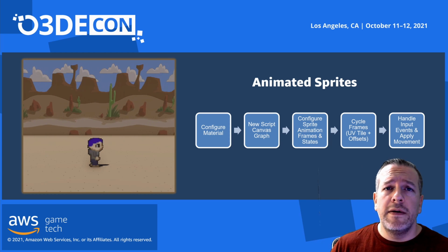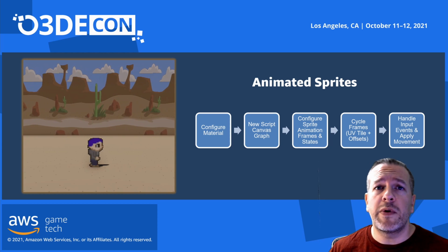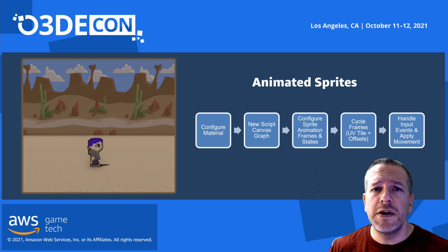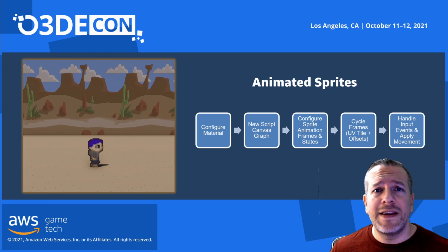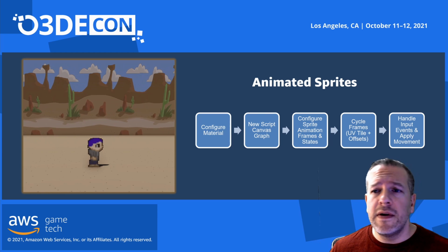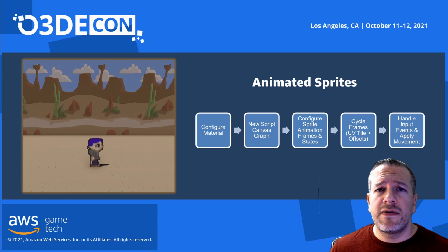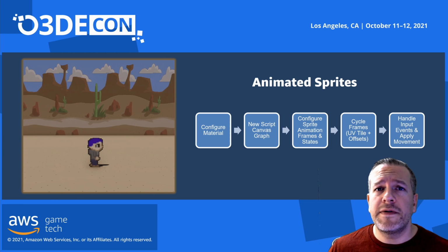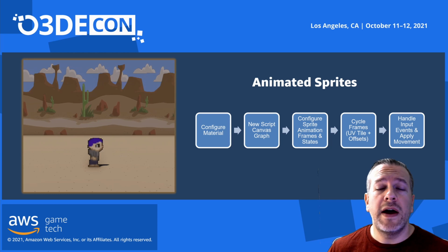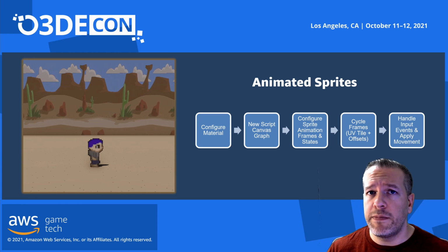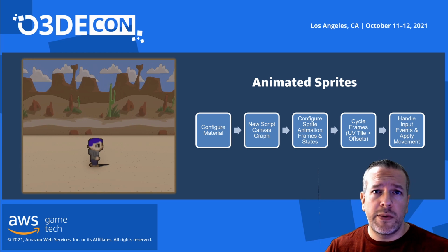We will begin by setting up our material properties so that we can render the sprites as you see in the image. We'll create a new Script Canvas graph that will allow the configuration of sprite animations and states, and then we'll cycle those frames, which is essentially just applying UV offsets and tiling parameters on the material. And finally, we will handle the input just as we did in the previous example and apply some movement to our sprites in the 3D world.